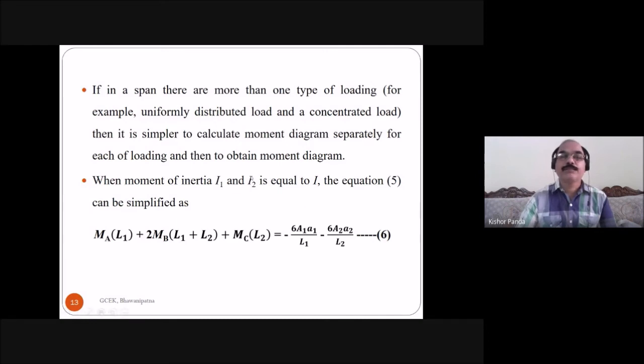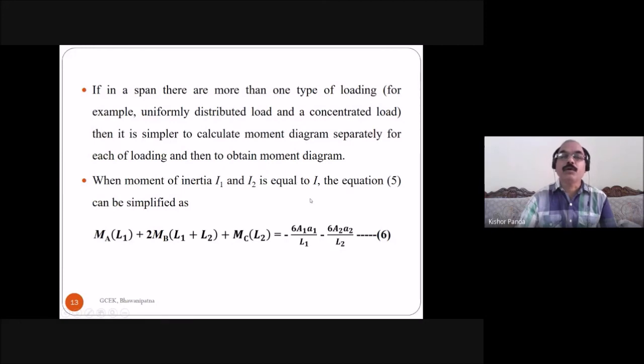Because here, this is A1, the area of the free bending moment diagram of span AB. This is the area of the free bending moment diagram of span BC. If there is one UDL throughout the span, then the free bending moment diagram is parabolic. If there is a point load at the midpoint, then the bending moment diagram is a triangle with WL by 4. If the loading is present eccentrically on one side, then what is the free bending moment diagram? W AB by L, the moment triangular area.